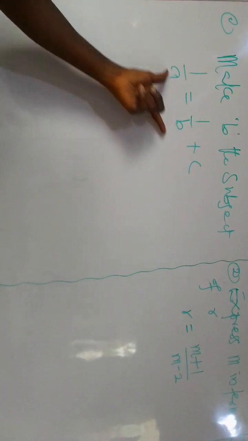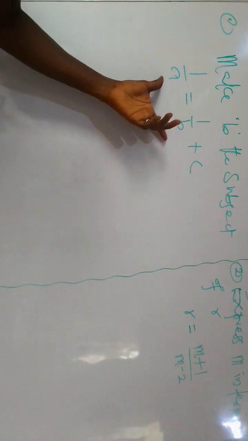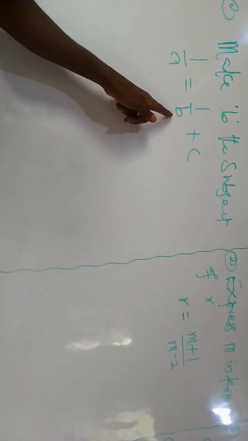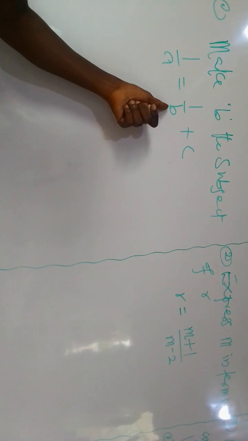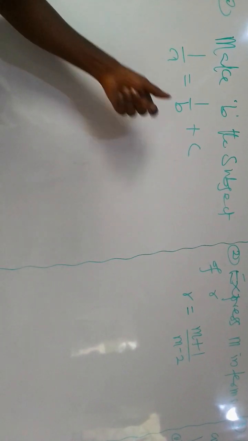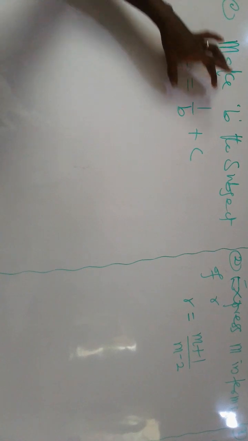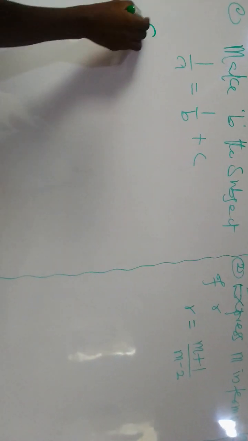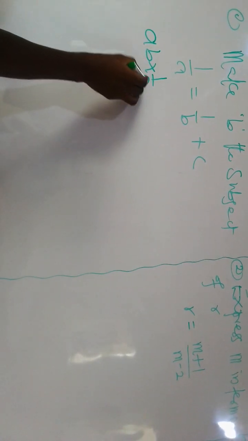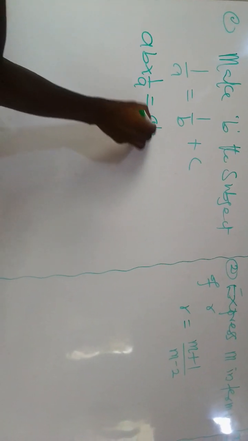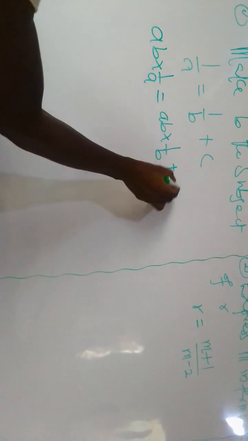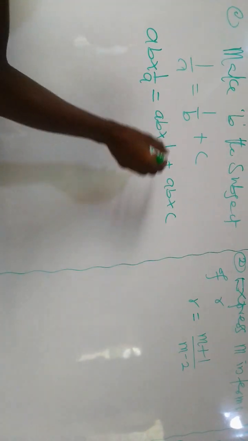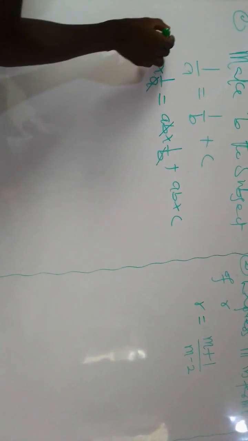Okay, so this is a fraction. So the first step is to find your LCM. So the LCM of A and B will be AB. So take note, the LCM will be AB. So use AB to multiply 1, 2, 3 because you have 3 terms here. So AB times 1 over A equals AB times 1 over B plus AB times C. Good. Now let's cancel. Now B will cancel B, A will cancel A.